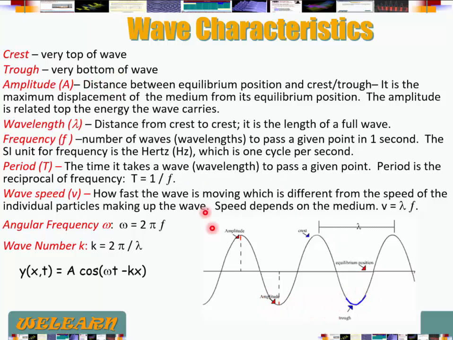The amplitude, the distance between the equilibrium position and a crest, or the equilibrium position and a trough. That's the maximum displacement the oscillating object would have from equilibrium. The amplitude is related to the energy that the wave carries.